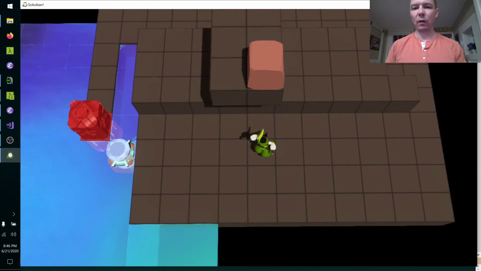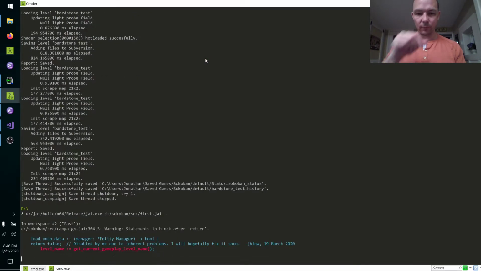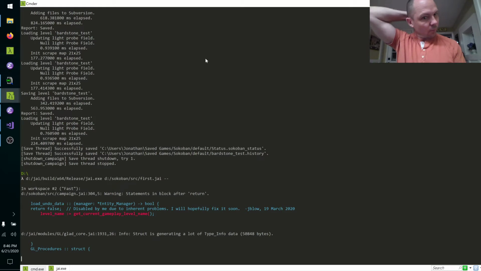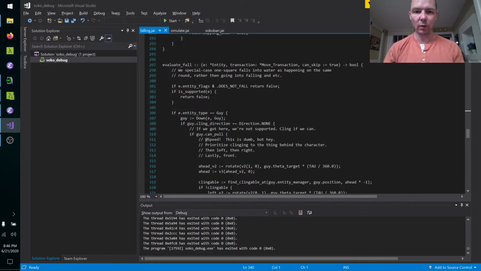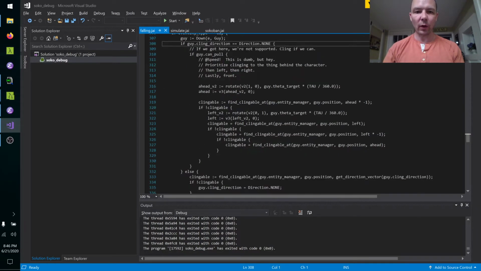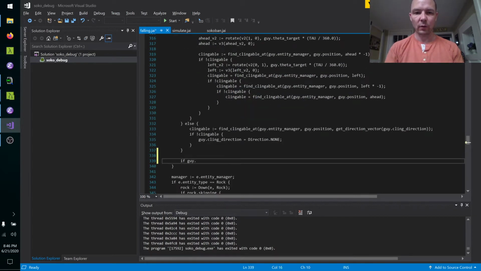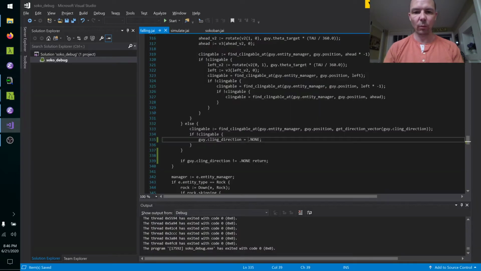spoilers, is that the thief should not fall. And the thief is falling, so we're going to debug that. Should be in evaluate fall, which we started by editing. Oh, we're in the right file already. Oh, you know what we didn't do? We did all this cling direction stuff, and then we just didn't act on it. Whoops.